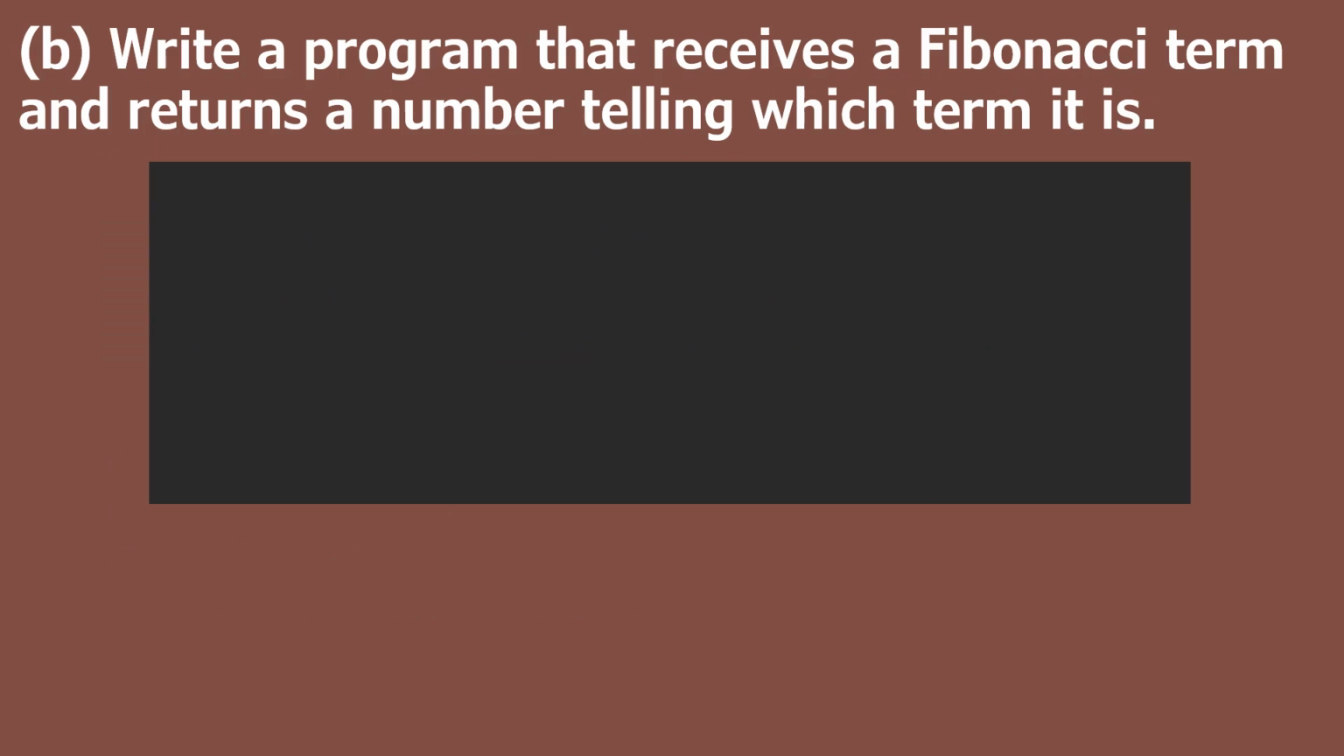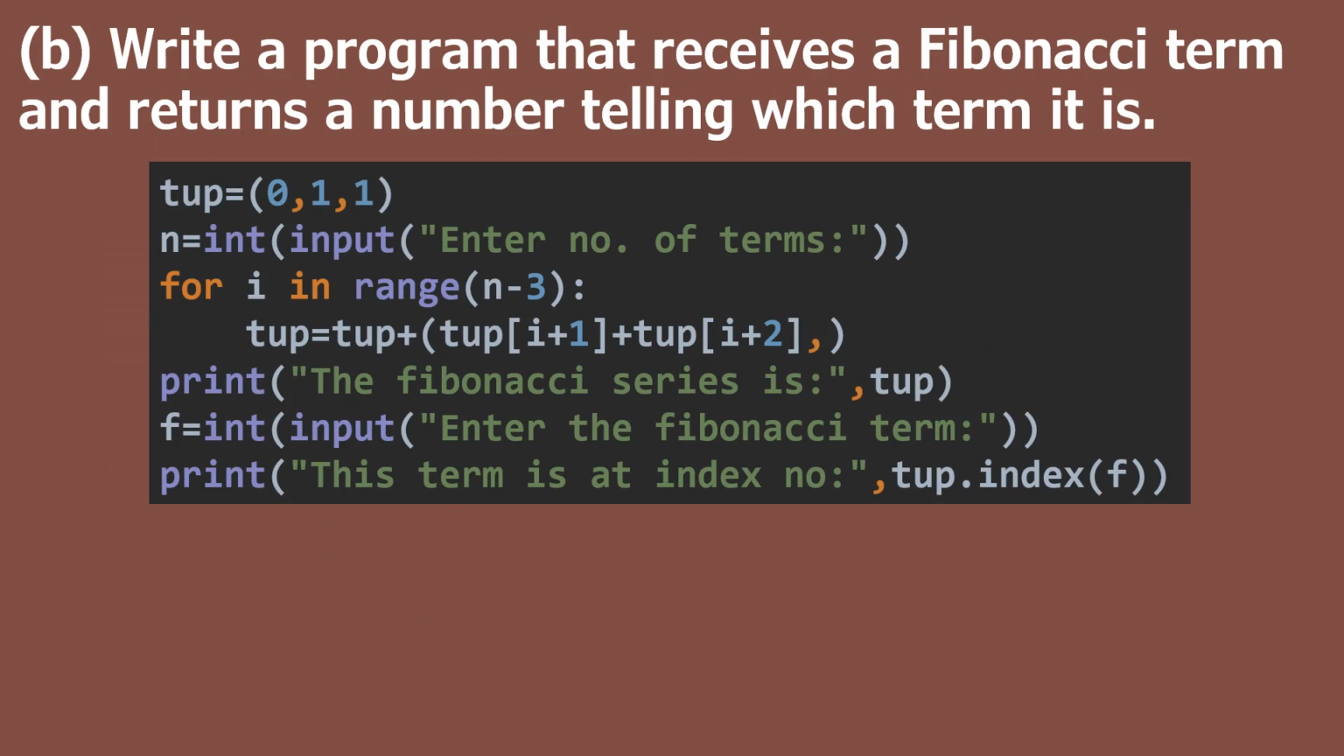Now write a program that receives a Fibonacci term and returns a number telling which term it is. So the same thing you have to do. You have to create a Fibonacci series and store it in a tuple variable, let's say tup. And just the same thing you have to do that you have done in the first program. Once your Fibonacci series is ready and stored in a tuple variable, then next thing is that you have to ask the user to enter the term.